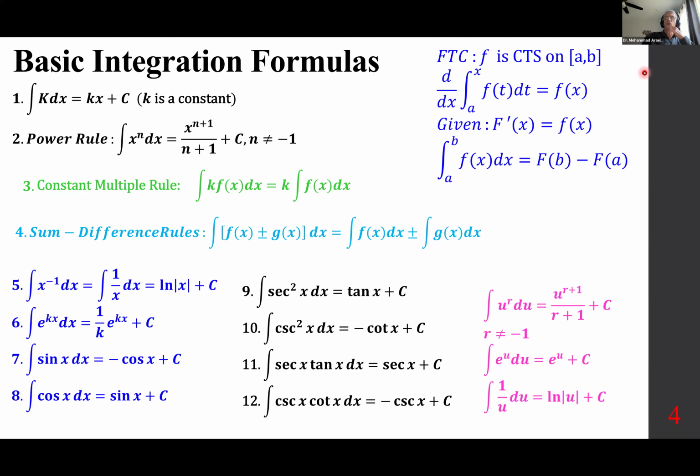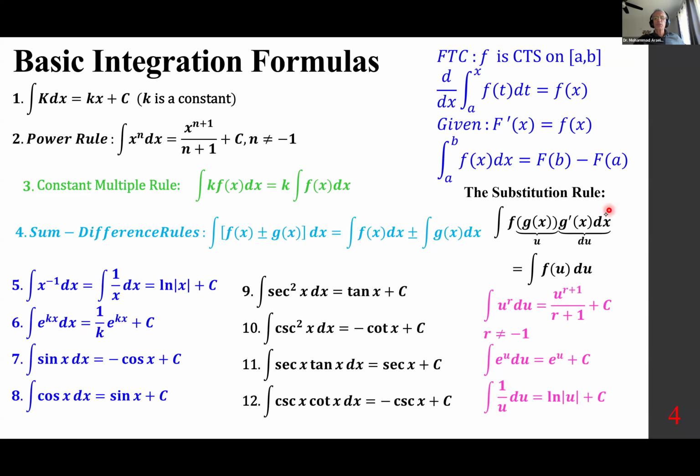We have the FTC. There are two parts to the fundamental theorem of calculus. The derivative of the integral from a to x of f of t dt is f of x. And the integral from a to b of f of x dx is capital F of b minus capital F of a, where capital F prime equals lowercase f. And this is a definite integral, or just a number. Substitution rule, which is the reverse process of the chain rule: the integral of f of g of x times g prime of x dx is the integral of f of u du.